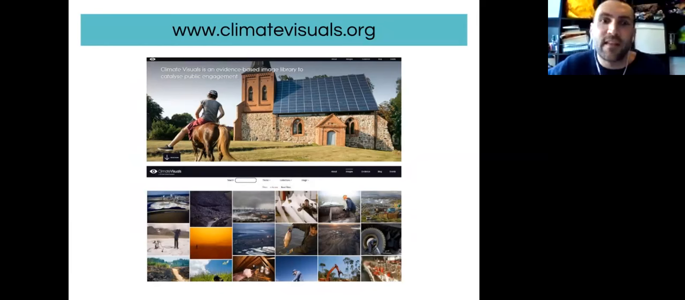If we're saying you need to show causes of climate change at scale, then there are images in there that illustrate that point. So take a look. There's hundreds of images to look through, and I hope it's a really useful resource for more effectively using imagery to communicate about climate change.